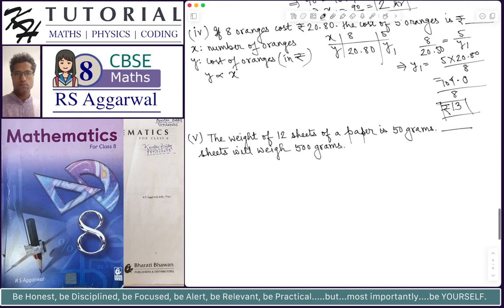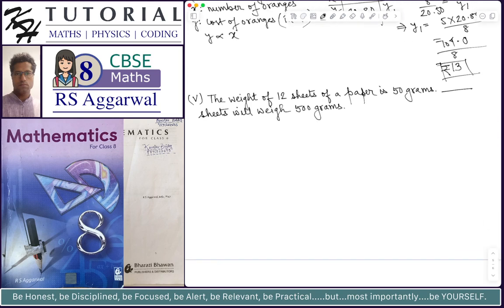Okay. The last one: the weight of 12 sheets of A4 paper is 50 grams. How many sheets will weigh 500 grams? Again, considering the fact that each single sheet is of the same weight, if the number of sheets of paper is more, then the weight will also be more.